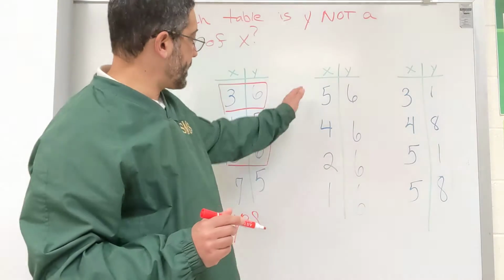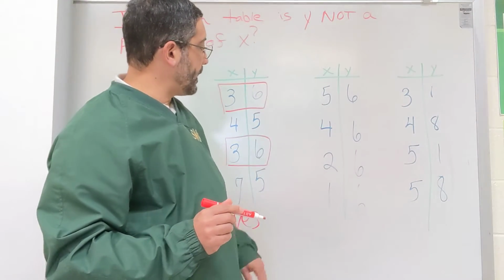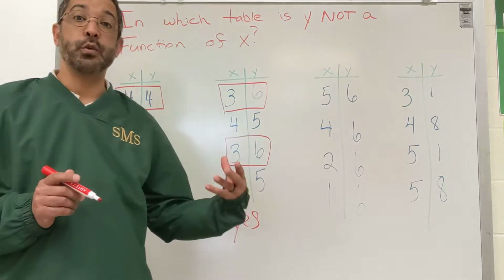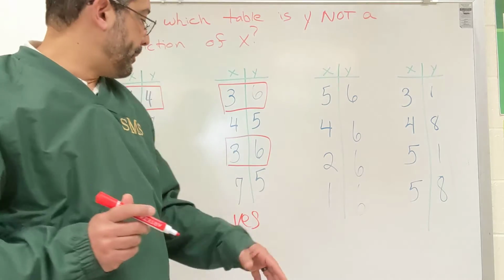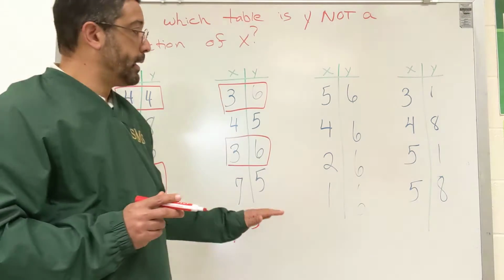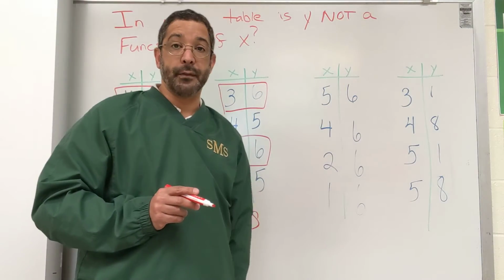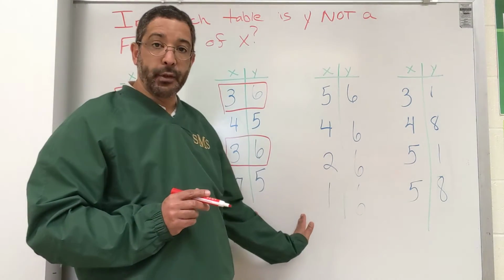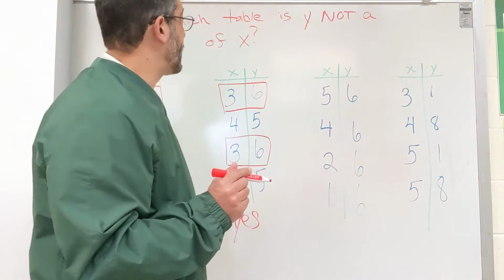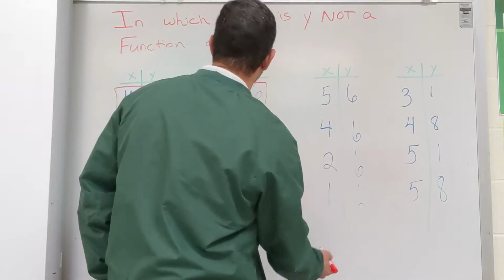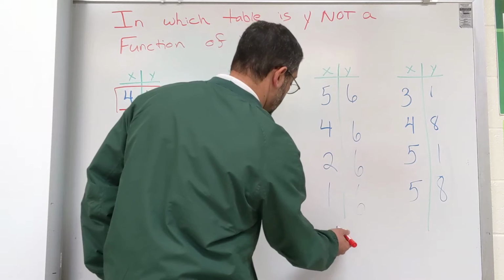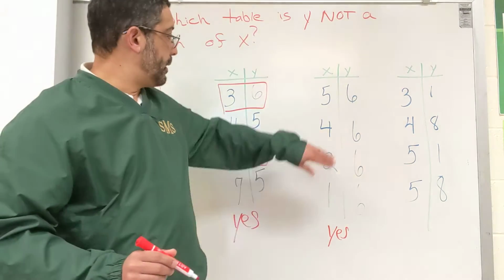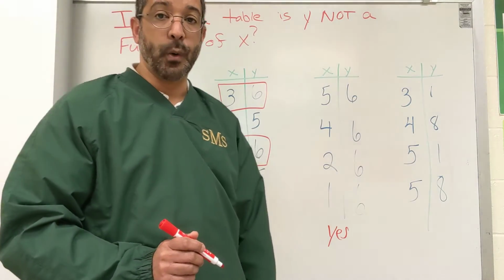Now, if I move over to the next one, I have 5, 4, 2, 1. And then I have all 6s over here. Now remember, which one can I not repeat? My x value cannot repeat. My y value can repeat as often as I want. So if I have here 5, 4, 2, 1, do I have a repeating x over here? No, I don't. So this one here is a function because x does not repeat. Y can repeat as many times as you want.